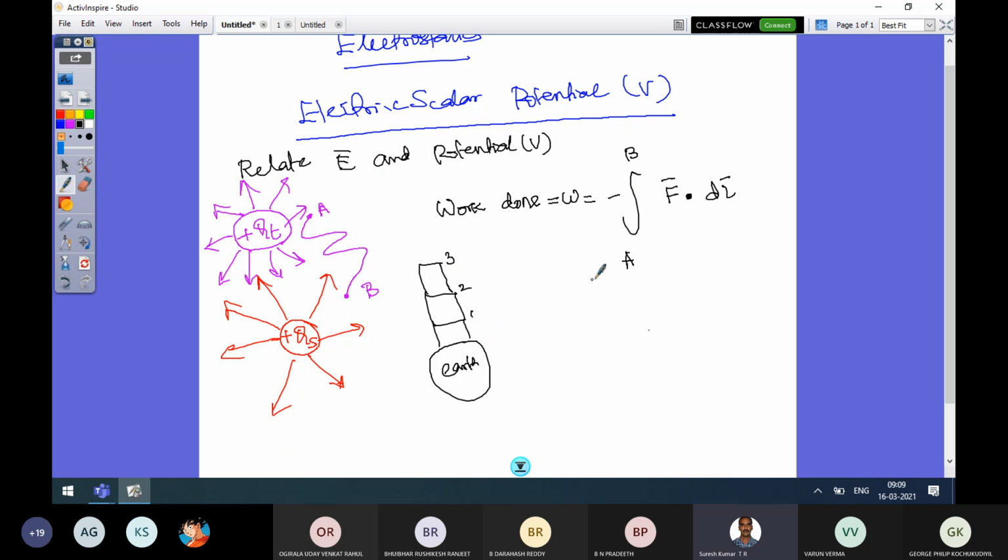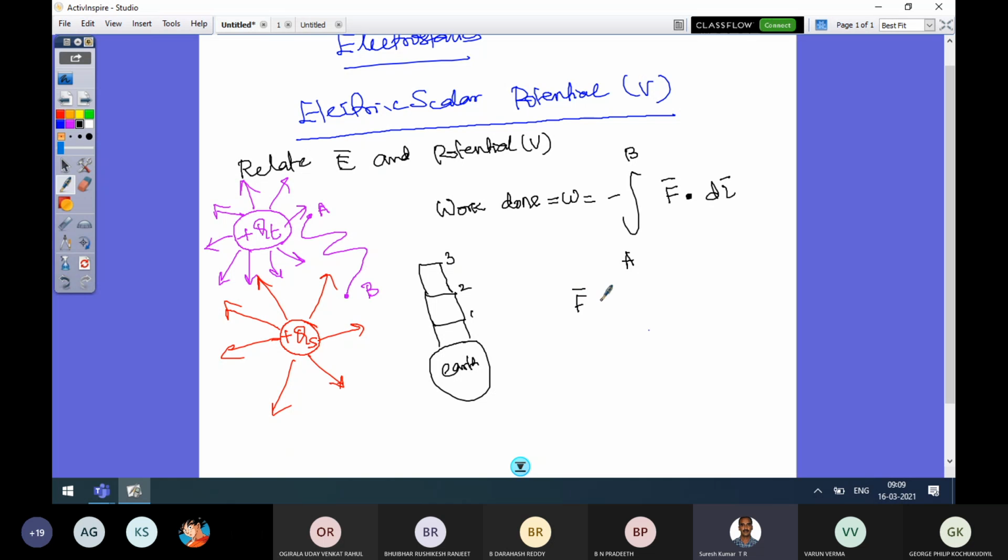Now let us continue. We are moving a positive charge Qt, the test charge, from A to B. What will be the work done? What will be the potential between point A and point B? That is what we want to calculate now. The reason for doing all this is we want to express electric field in terms of potential or voltage. That is the reason. Now let us continue.